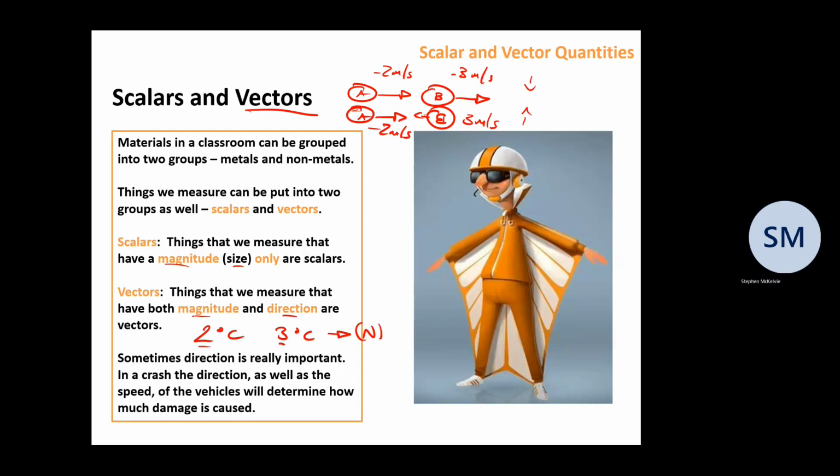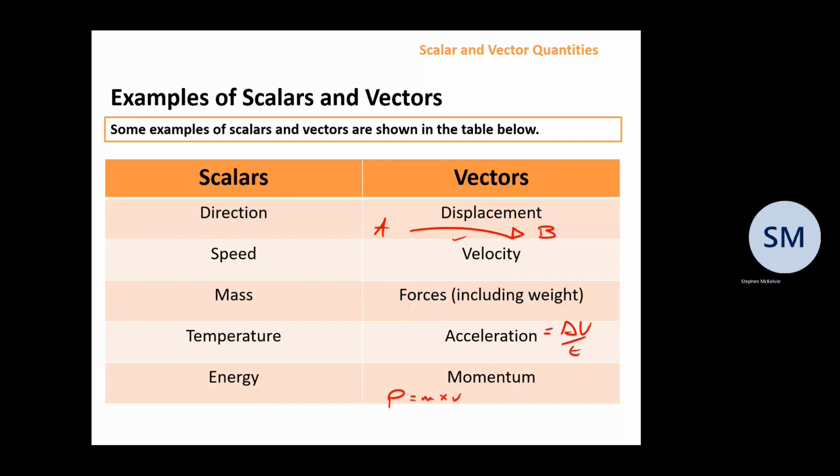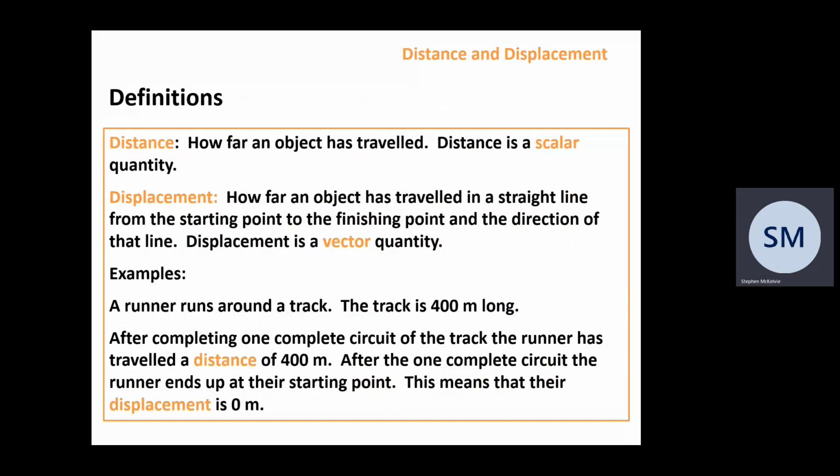Here are some examples. For a couple of the definitions, it'll be quite tricky. Displacement is a straight line distance between point A and point B. This is not a straight line, but I would like you to pretend that it is. All forces are vectors. And remembering that acceleration is the change in velocity divided by the time taken, it's not the change in speed, it's the change in velocity. And momentum, higher tier only, is mass times velocity. Here are some definitions for you to read if you'd like to just pause.